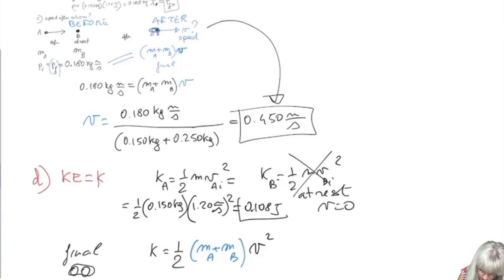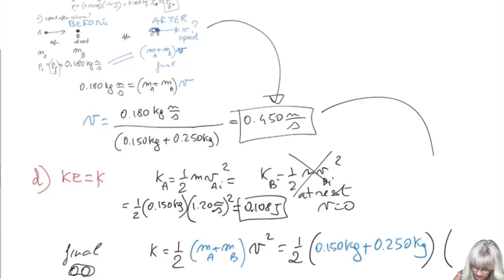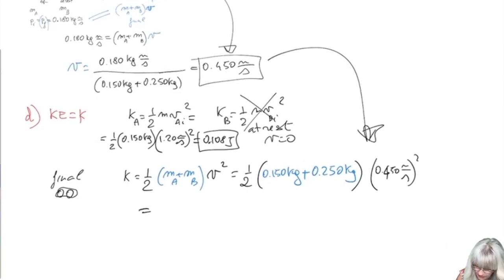Joule. And here I have to compute it because I have to add those masses. So I have to do plus, and the new V that I just found. So for this one, the final answer will come out to be 0.040 joule, this one too.